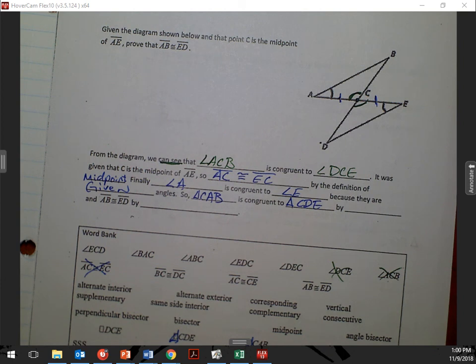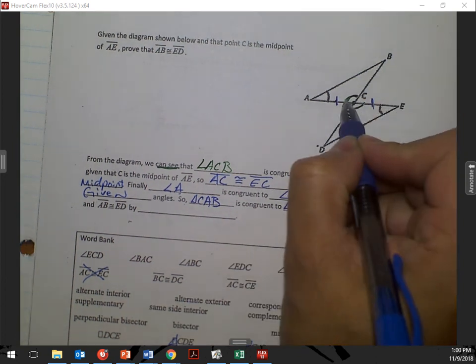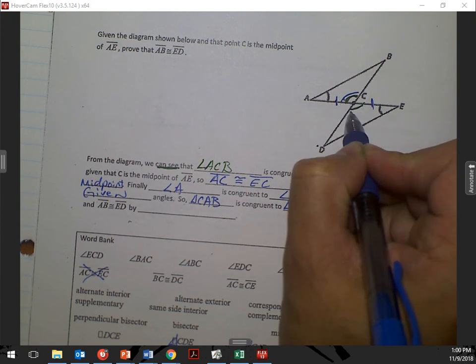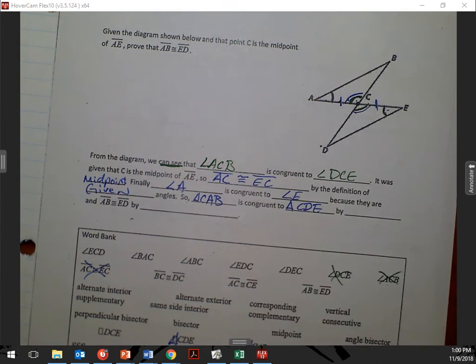Okay, by how? How are they congruent? Go ahead, everyone can chime in. Not CPCTC yet. Angle, side, angle. Look. Angle, side, angle, right?